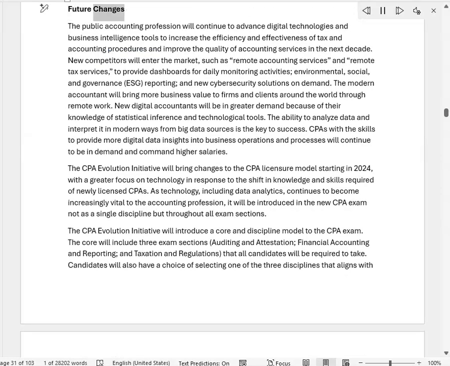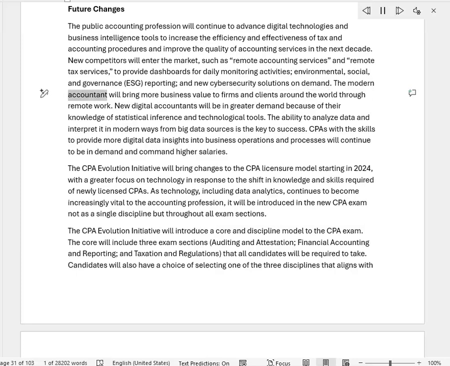Future changes. The public accounting profession will continue to advance digital technologies and business intelligence tools to increase the efficiency and effectiveness of tax and accounting procedures and improve the quality of accounting services in the next decade. New competitors will enter the market, such as remote accounting services and remote tax services, to provide dashboards for daily monitoring activities, environmental, social, and governance (ESG) reporting, and new cybersecurity solutions on demand.